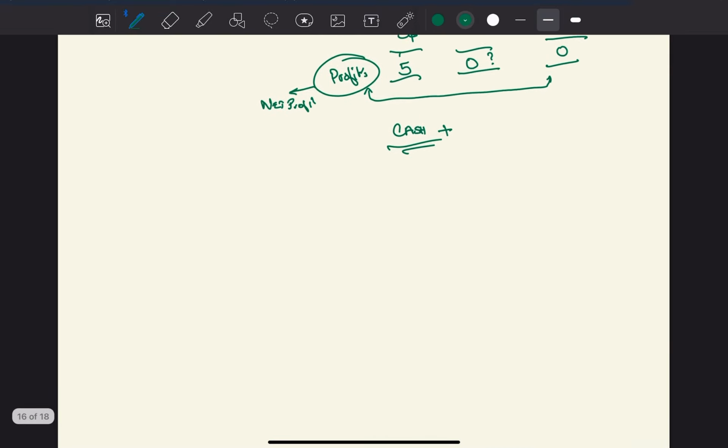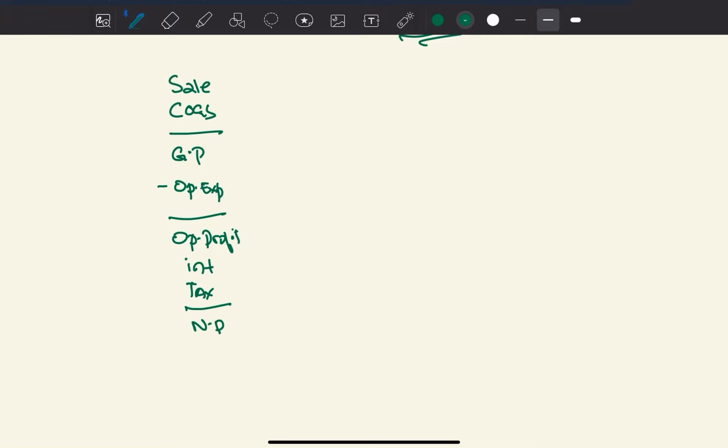So let's extend this example a bit more. Let's formalize. So we have sales, we have cost of goods sold, we have gross profit, we have operating expenses, we have operating profit, we have interest, we have tax, and we have net profit. I'm going to use hypothetical numbers here. So I have 100, let's do 50 here, so we have a profit of 50. Let's do 20 more in expenses, we have operating profit of 30, 10 interest, 10 in tax, and we are left with 10 as a net profit.